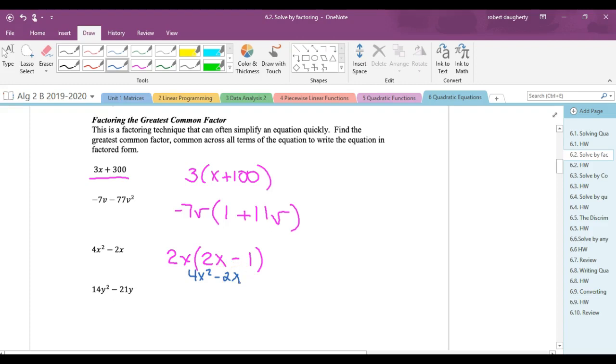What do the next two have in common? Okay, they do have a 7y. Let's try that. 7y. What do I multiply 7y by to get 14y squared? 2y. Okay. What do I multiply 7y by to get negative 21y? Negative 3. And that is it. Okay, 7y times 2y minus 3.